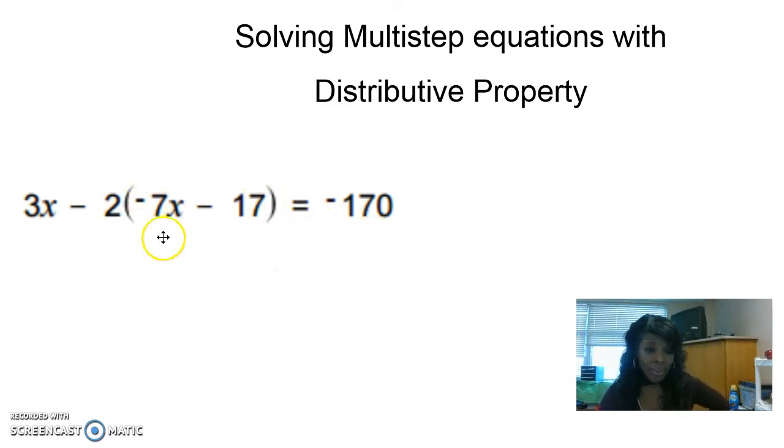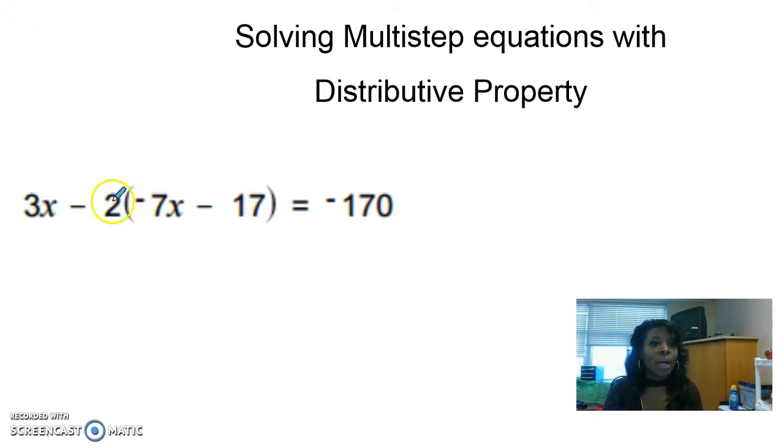Okay, so here we have a 3x and then we have a -2, and next to the -2 in parentheses is -7x, a -17, close the parentheses, equals -170. So you might think, well, could I perform the operation in parentheses first? No, because this is a variable and this is a constant. So I can't combine like terms there, but what I can do is multiply, because here we have multiplication, -2 times the quantity. So let's get started.